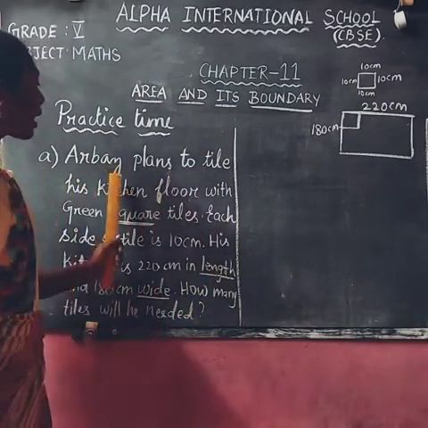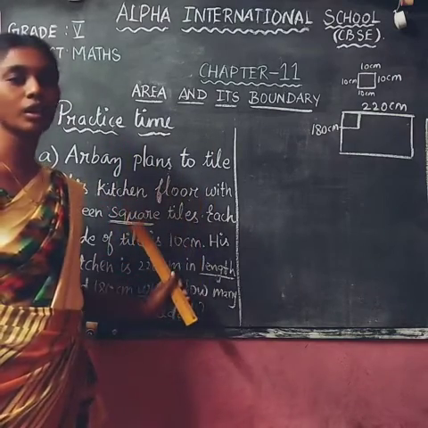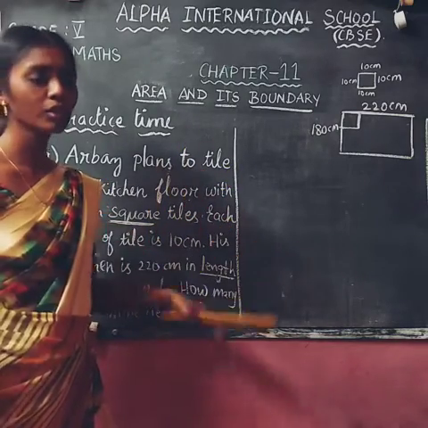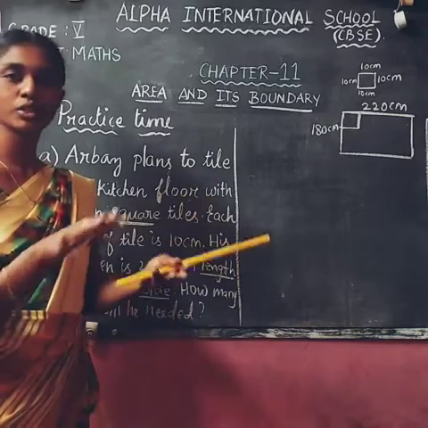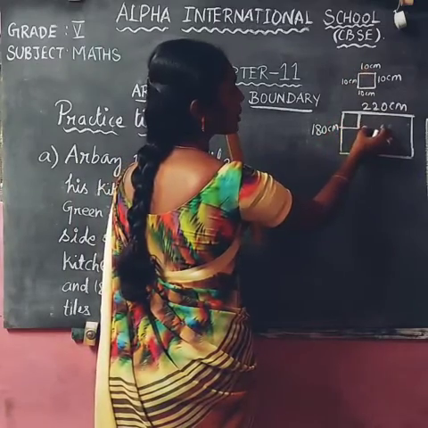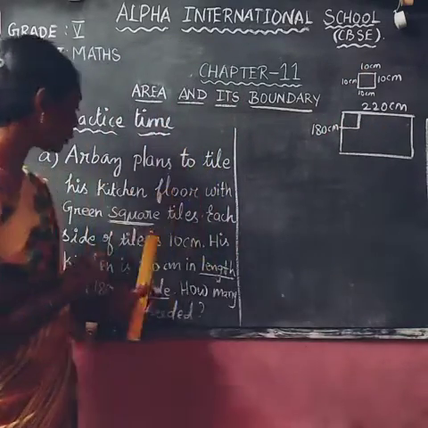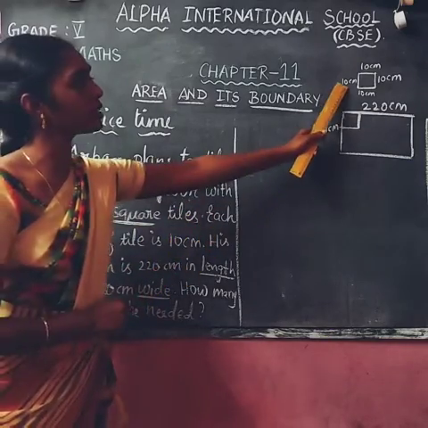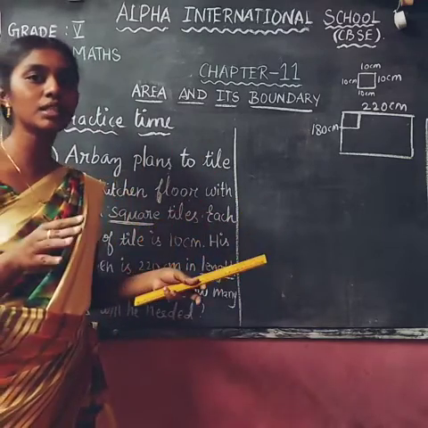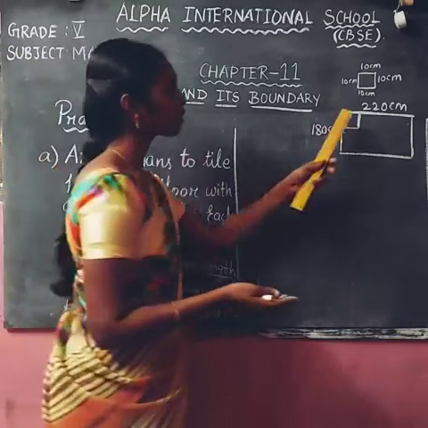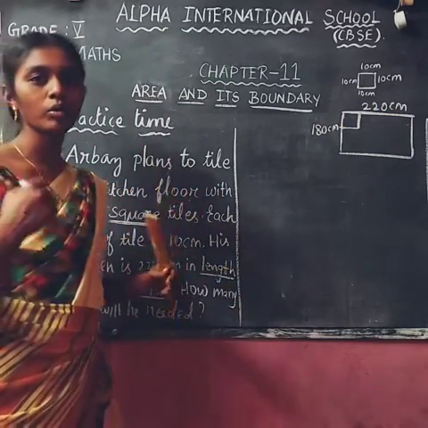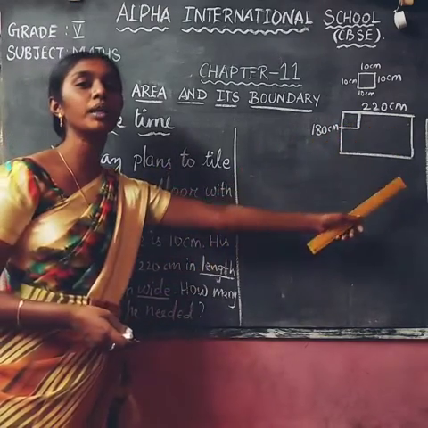Again I am saying, Arab plans to tile his kitchen floor with green color square tiles. Green square tiles. He planned to tile the kitchen floor with square shaped tiles, and each side of the tile is 10 centimeter. They are speaking about the single tile only. Each side is 10 centimeter, and the length and the width of the kitchen are also given. Since the length and width are different, surely it will be a rectangle. So the length of the kitchen is 220 centimeter and the width is 180 centimeter. Now we want to find how many tiles are required to complete this full kitchen floor.